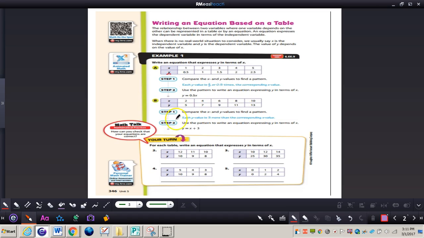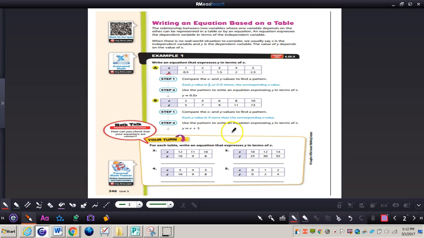So let's take a look at another one. We have x is 2, y is 5. So we're going to compare the x and y values first to see a pattern. So then I see 4. What happens to 4 to make it a 7? What happens to 6 to make it a 9? What happens to 8 to make it an 11? That pattern has to be consistent. So I can see that I'm adding 3 to each x value, or I could say that each y value is 3 more than the corresponding x value.